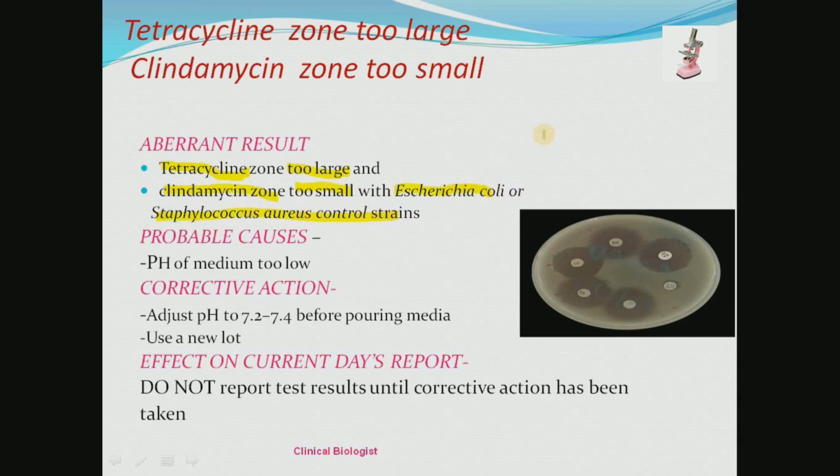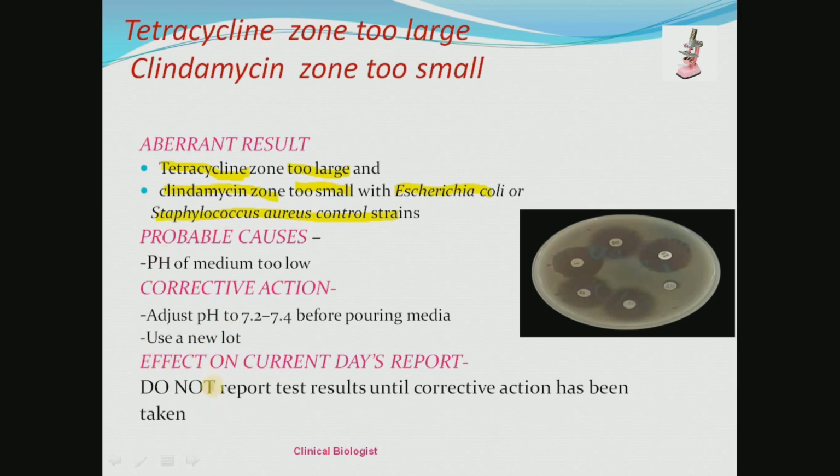what are the probable causes here? The first important cause is the pH of the medium. The pH of the medium is too low, so that's why you find a too large zone of tetracycline and a too small zone of clindamycin. So how do you correct this? Of course there's a cause, and if you know the cause, you have to take action on the basis of that cause. The corrective action is to adjust the pH.